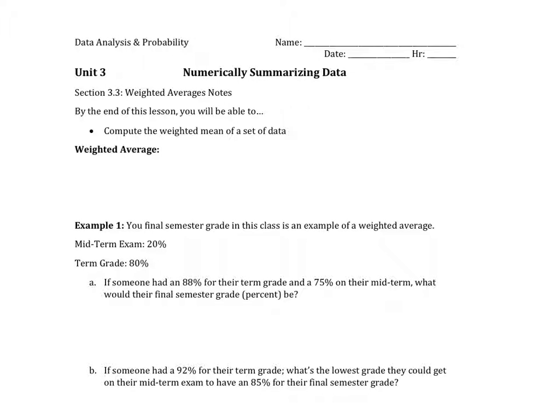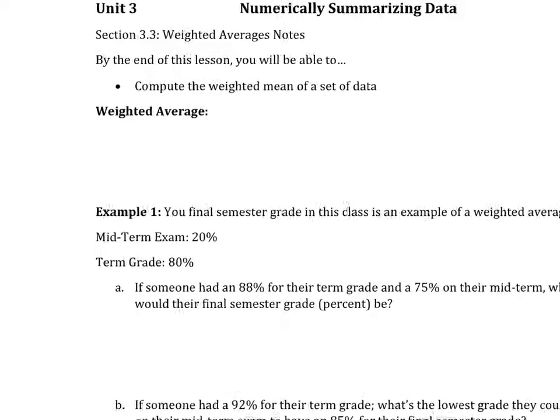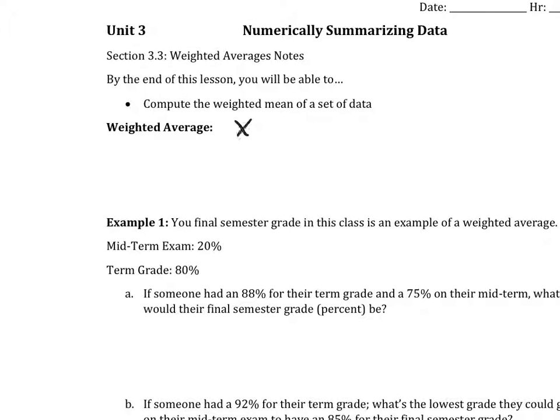So today we are moving on. We're going to be talking about weighted averages. So a weighted average, we use the symbol X bar like for average, but then it has a little W in the corner, so we know it's a weighted average.